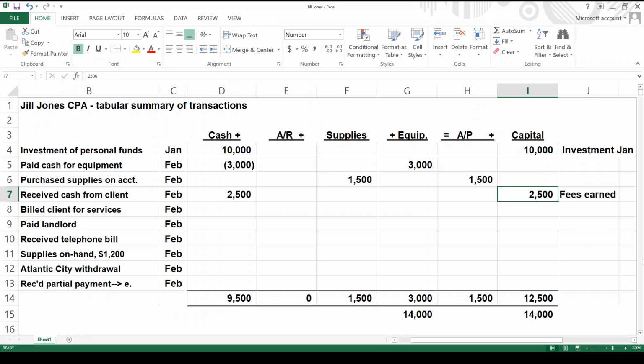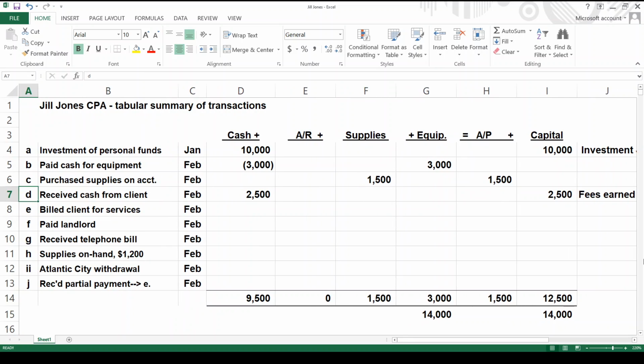Okay, so if you're an accountant, you might call it fees earned. You might call it professional fees earned. If you're a realtor, you'd call it commissions earned. If you're Macy's, you'd call it sales. There's different names for revenue, depending upon the type of business you have. All right, what happens next?